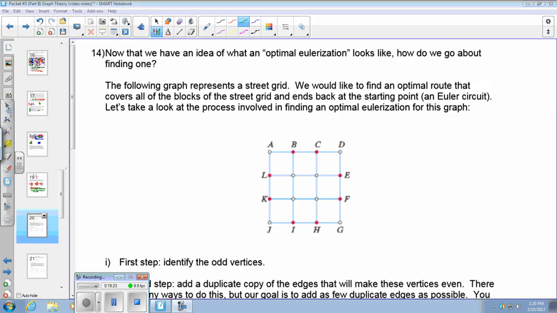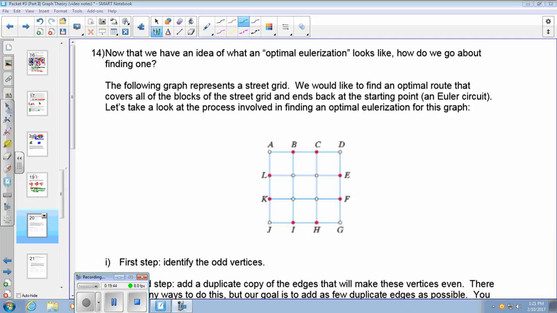Okay, so now that we have an idea of what an optimal Eulerization looks like, how do we go about finding one? Well, the following graph represents a street grid. We would like to find an optimal route that covers all of the blocks of the street grid and ends back at the starting point. So it would be an Euler circuit. So let's take a look at the process involved in finding an optimal Eulerization for this graph.